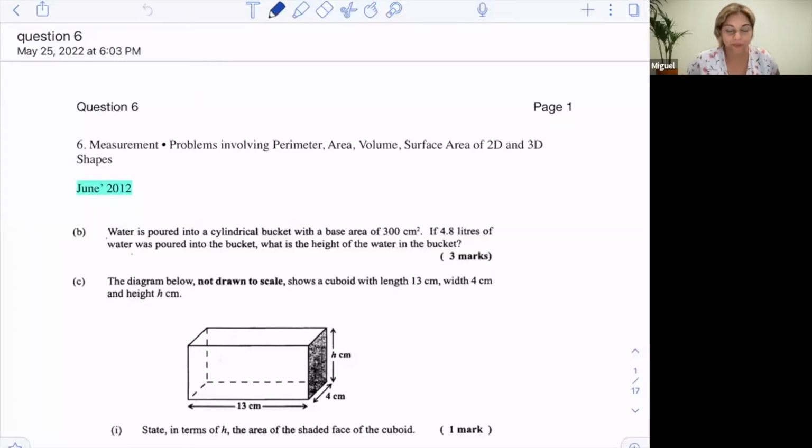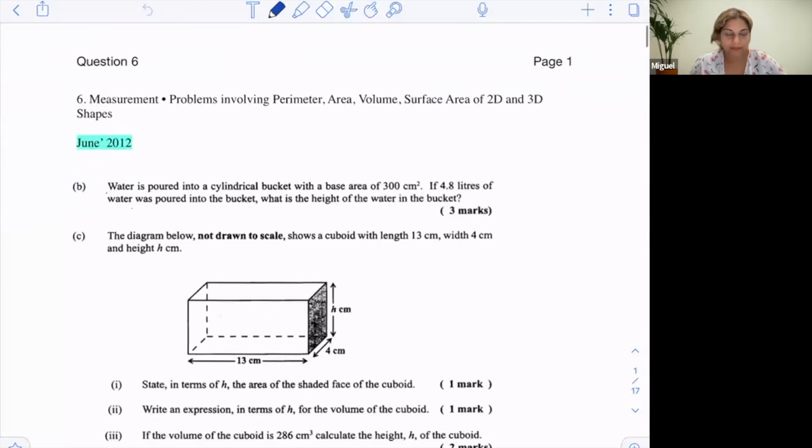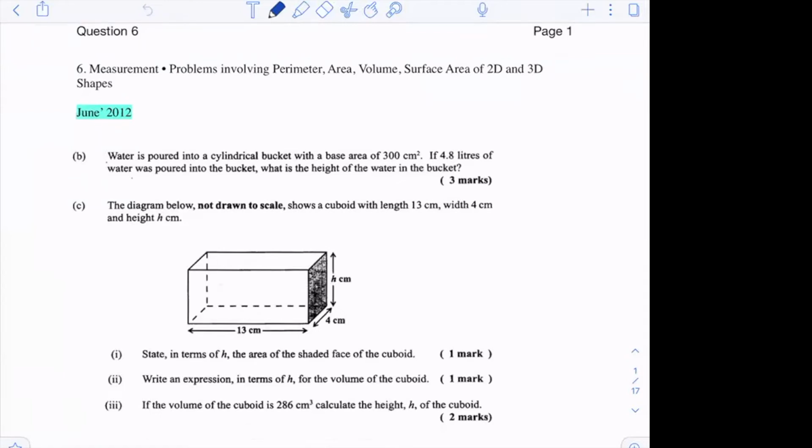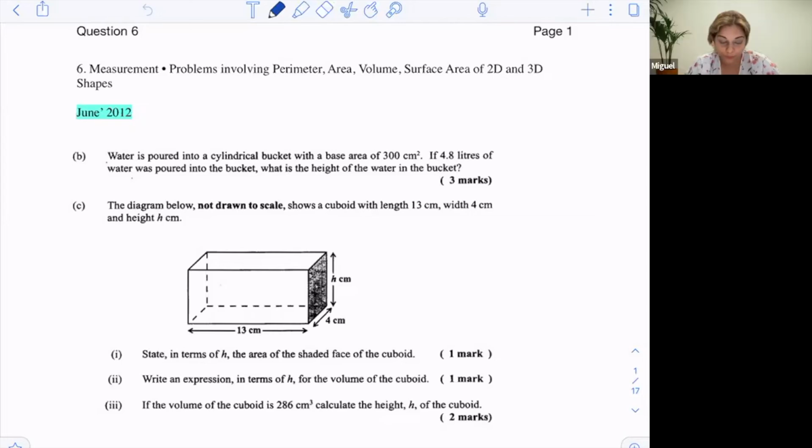All right, good afternoon and welcome. We are on to question 6 of the CSEC Mathematics paper 2. CXC has identified they are bringing questions involving perimeter, area, volume, surface area of 2-dimensional and 3-dimensional shapes. So we are going to focus on those areas. They have not brought surface area in quite a while. So I went to the past papers and I tried to pull the questions that are relevant. So those are the questions that we will be looking at this afternoon.